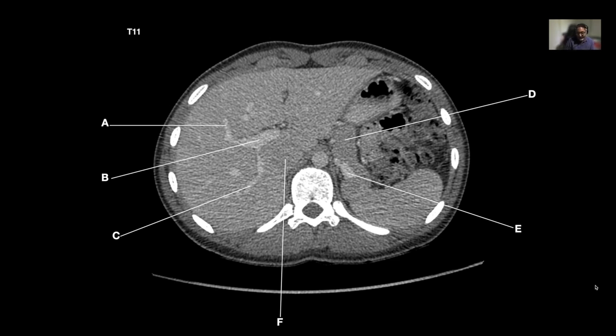It's a branch of the portal vein. Yes, that's the right branch. Right portal vein. Correct. Finally, yes, IVC, yes.